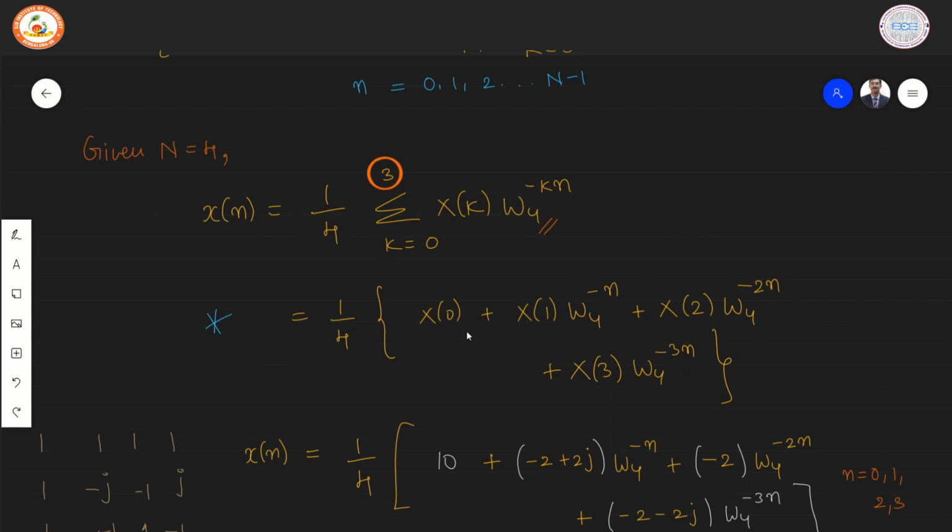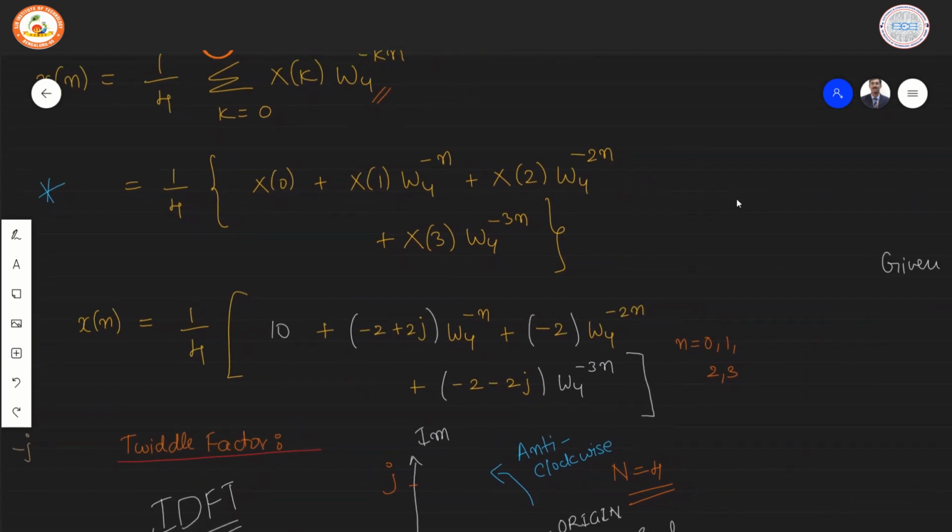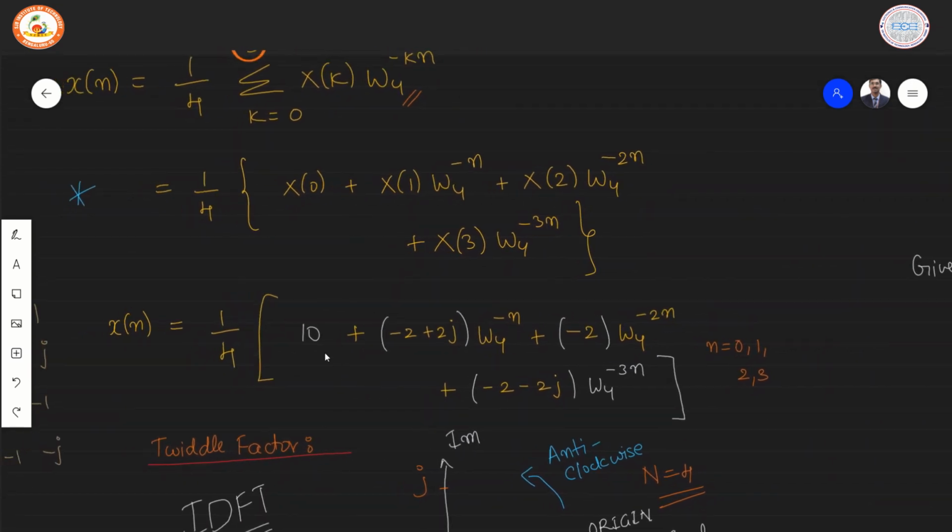Next, as we are aware of the inputs, that is capital X of 0, X of 1, X of 2 and X of 3, let us substitute those values. So substituting the values of inputs, we can observe here we have substituted 10, minus 2 plus 2j, minus 2 and minus 2 minus 2j.